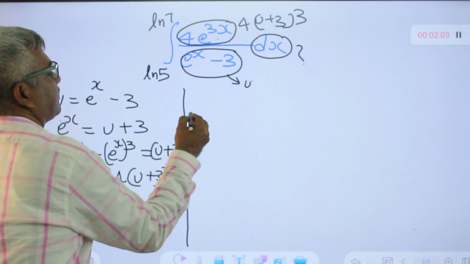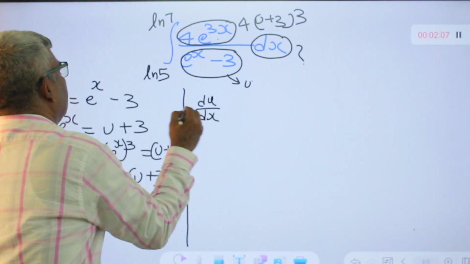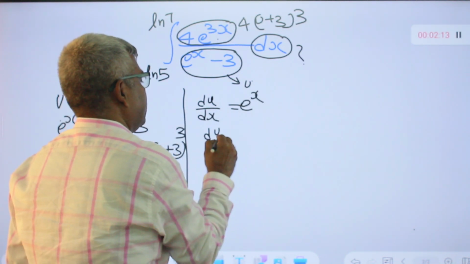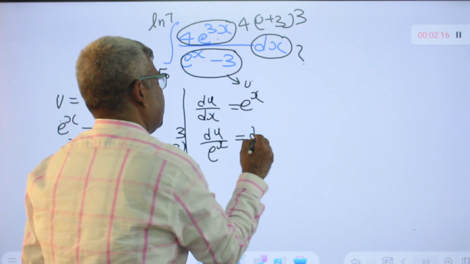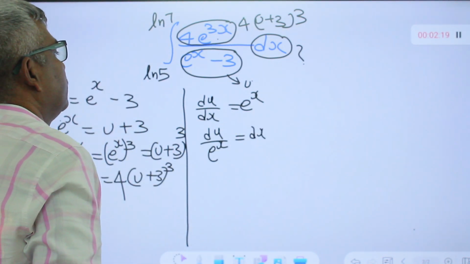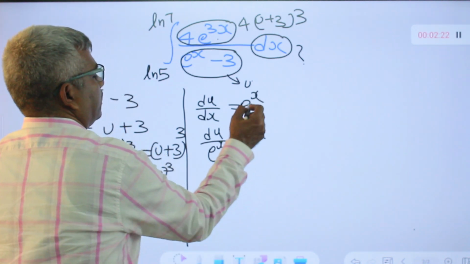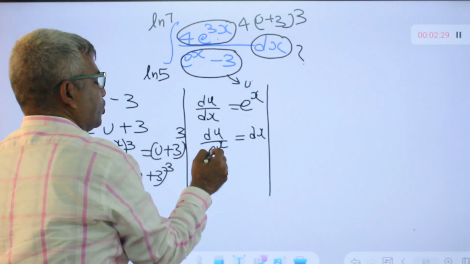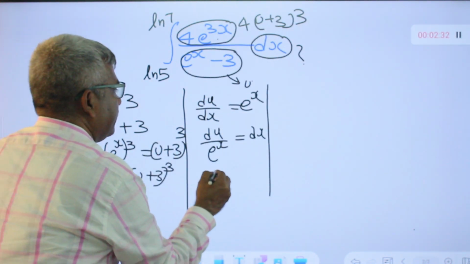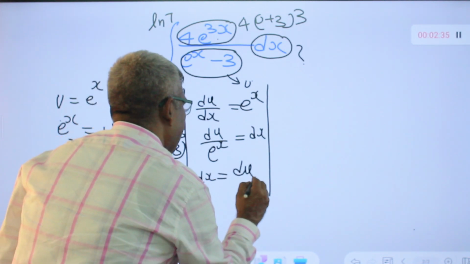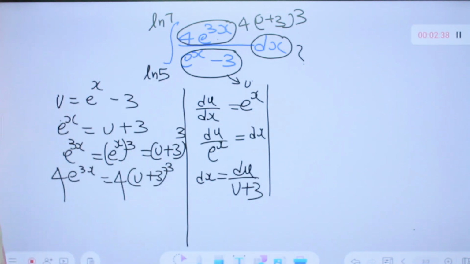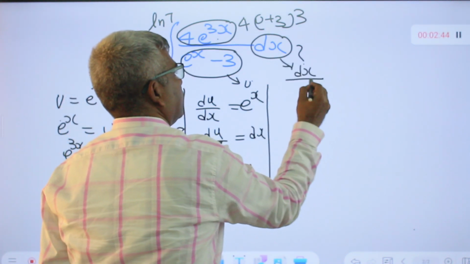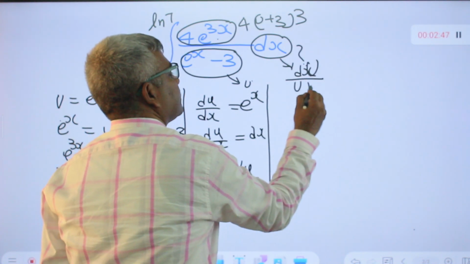Okay, u equal to e power x minus 3. du by dx is what? E power x, if we differentiate, only e power x. So I just rearrange: du is equal to e power x dx. So dx is equal to du by e power x. Here everything is in u format, so again you replace: dx is equal to du by u plus 3.